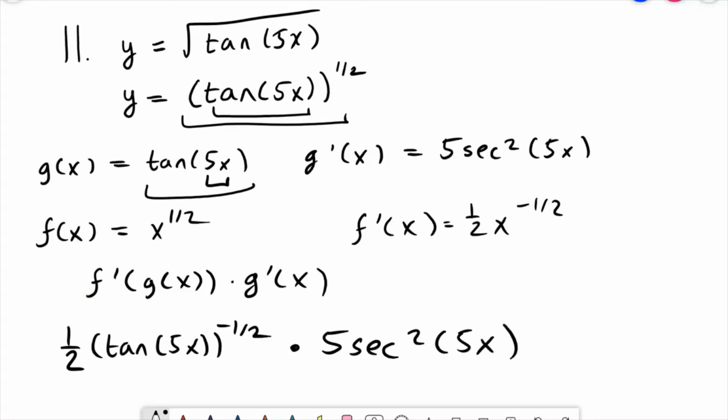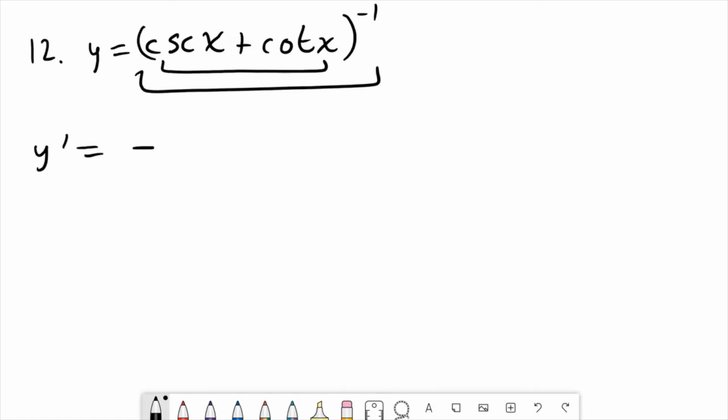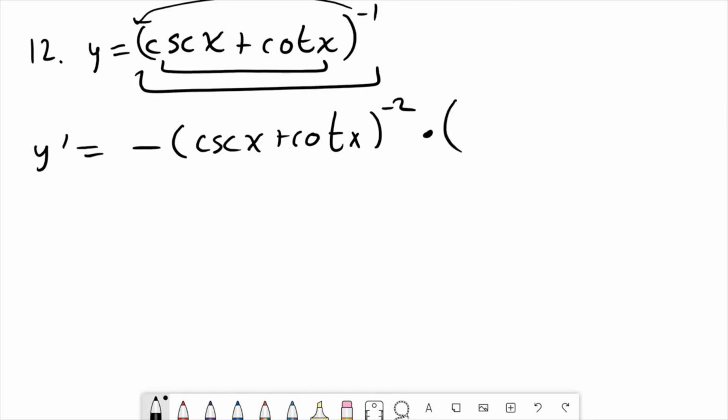Okay, on to the next one. This is question 12, and then we just continue. I'm just going to note what the inside and what the outside is, then I'm going to take the derivative, which is y prime is equal to minus, so you bring the power out, the outside, and then subtract 1, so it's minus, keep the inside the same, and then minus 2, keep that power rule, and then multiply by the derivative of the inside. The derivative of cosecant is negative cosecant x cotangent of x, and then plus the derivative of cotangent, which is negative cosecant squared of x. So that was that problem.